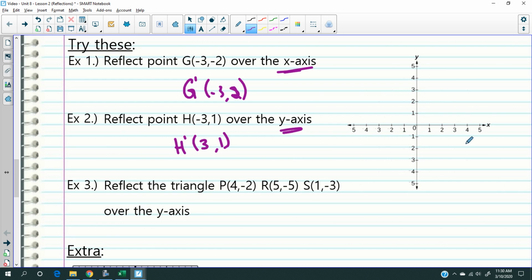So 4, -2 is this one here. That's P. 5, -5 is down here. That's R. S is 1, -3. So here's the triangle. I'm going to do it a quick way. All right, so flip that over. What would that look like? What would P prime look like over the y-axis? So this is -4, 2.